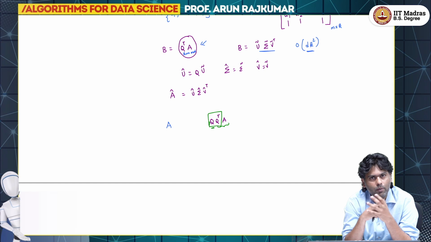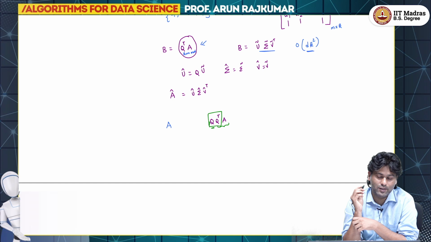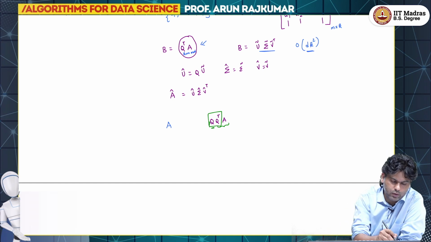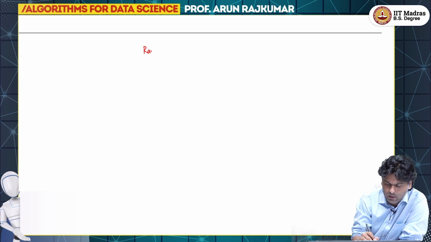So that's where we stopped last time, and I mentioned last time that that's where randomization as a tool would come into the picture. And what we are going to do today is actually get into the details of randomized SVD, right. So what we are going to do today is look at randomized SVD.